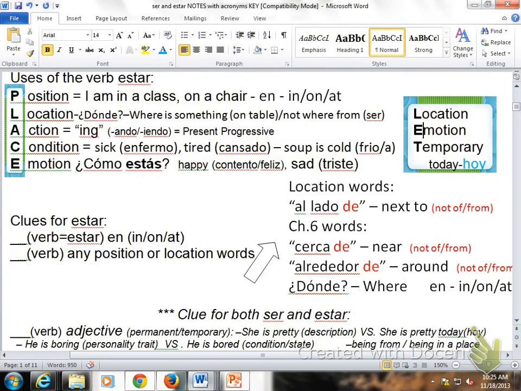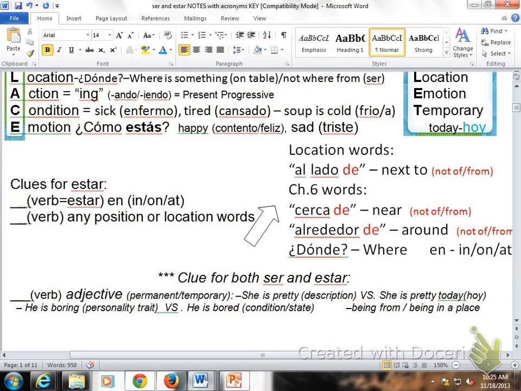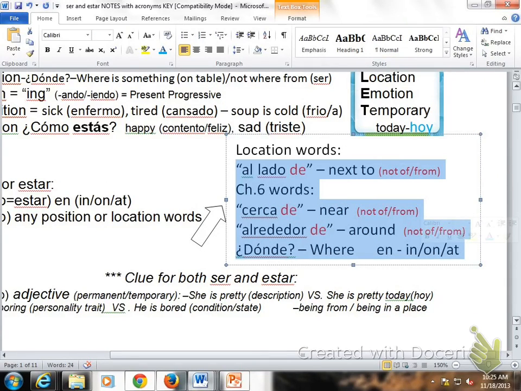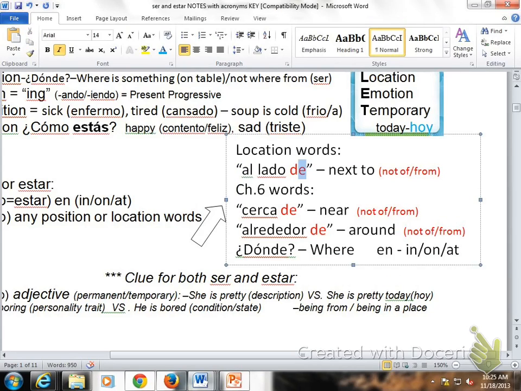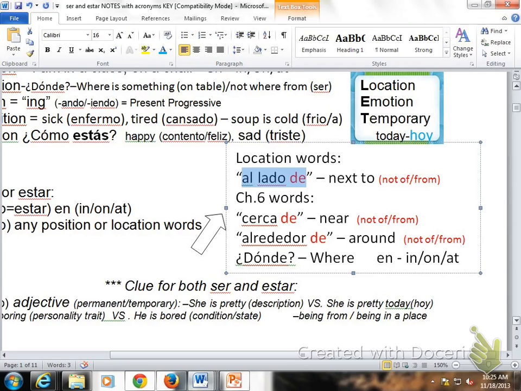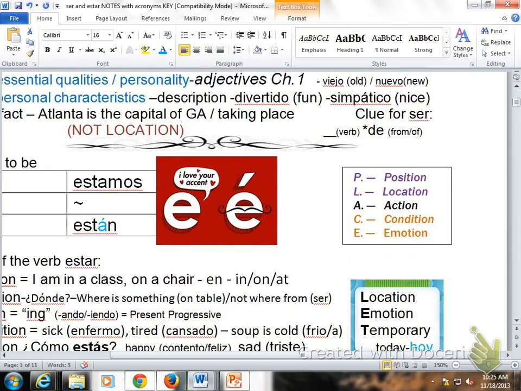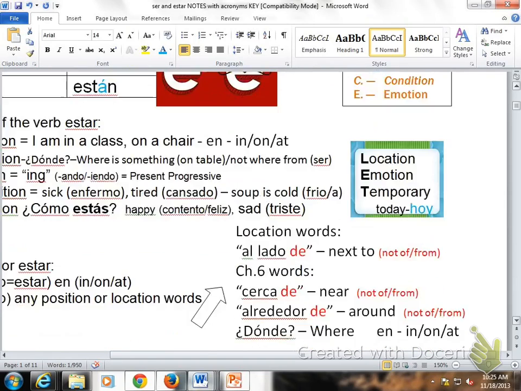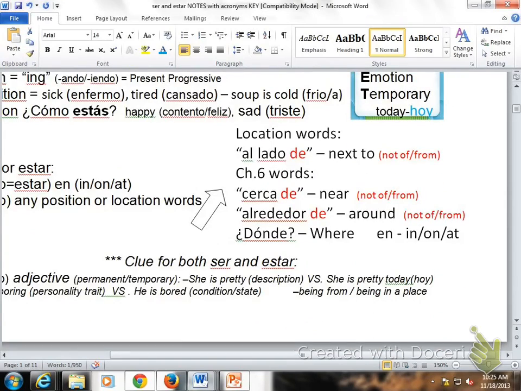Okay. Some clues for estar. The en always tells you location, or any of these location words. I put them on here for you so that you don't have to take out another vocab sheet. But the phrase al lado de means next to. So don't use this de. Normally, de is a reason for your verb ser. In this case, we're using it as a phrase. Al lado de means next to.